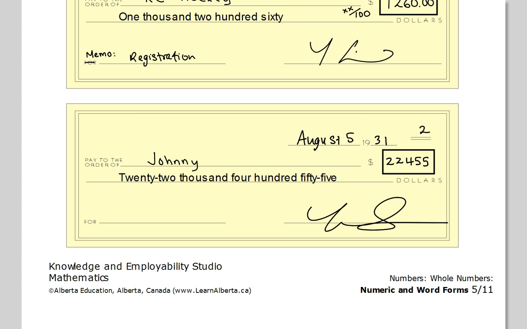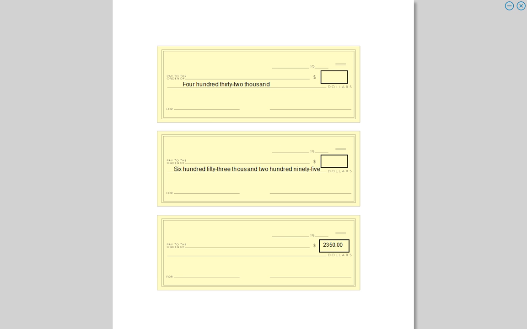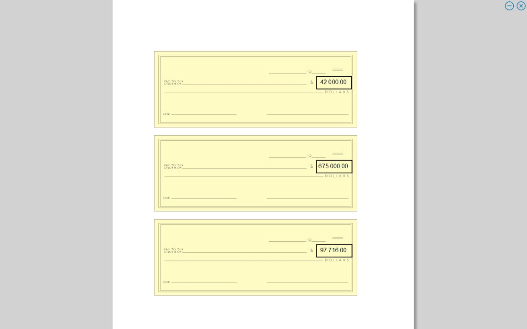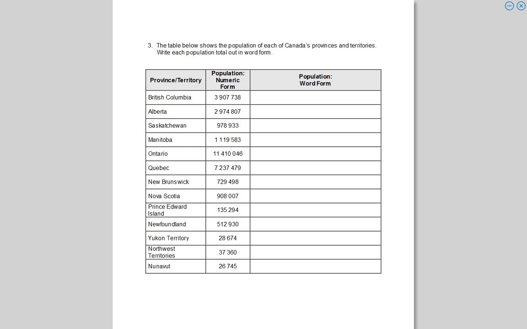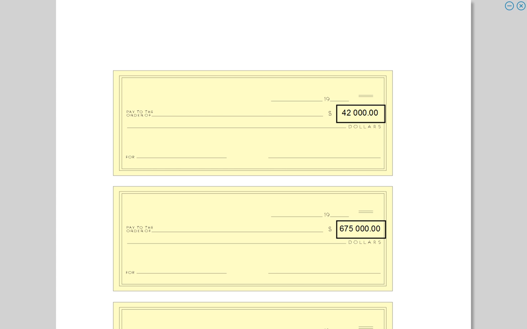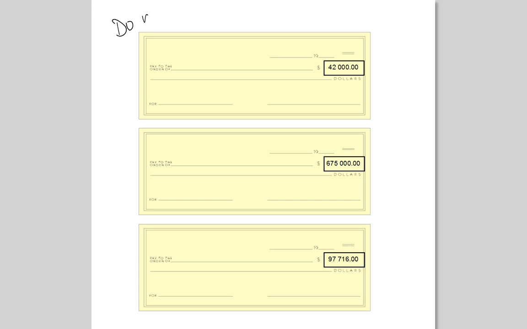Whatever you want to do for your signature. I've seen some crazy signatures. And then maybe it's for music tutoring. Who knows? Could be for whatever you want. You can just fill it in however you want. Okay, so I'll just ask you to finish the rest of these checks. Sometimes they give you the word form, sometimes they give you the numbers. So finish off these checks. Yeah, you make up whatever you want. So let's just do this now. And I'll take attendance.